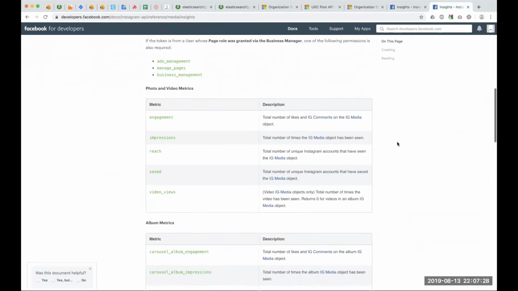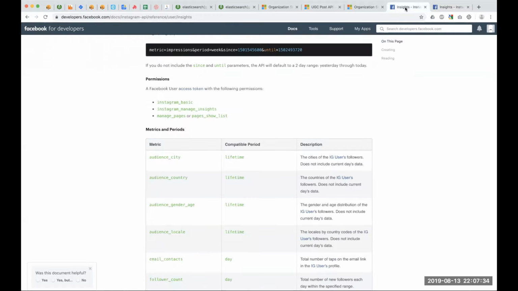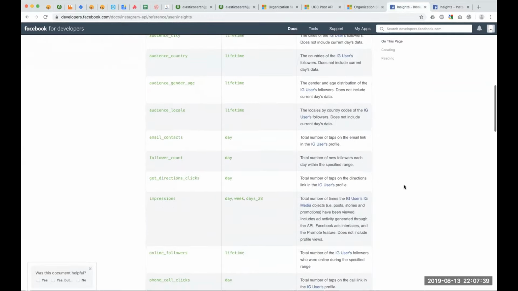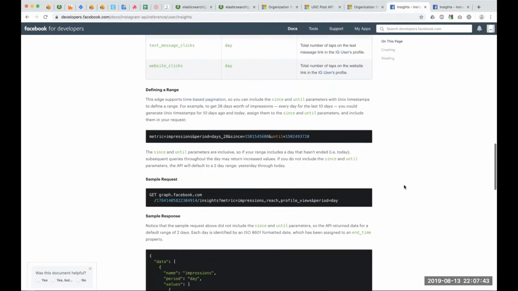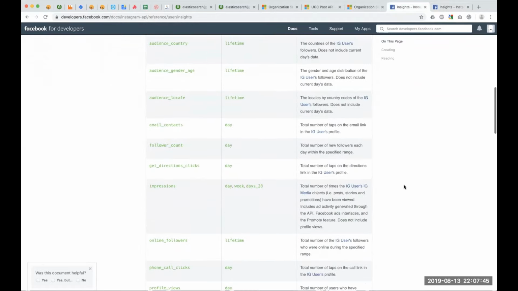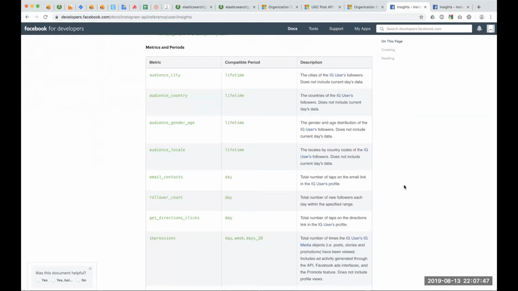As I said, there aren't that many insight metrics. So let's talk about the page insight metrics. These are, I think, 10, 15 insight metrics, and all of these metrics come in different flavors.